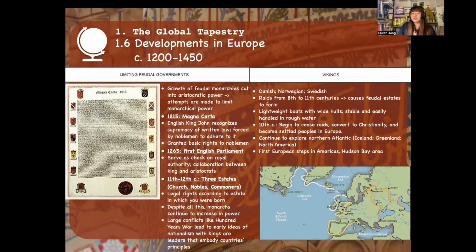Between the 11th and the 12th centuries, you have the three estates of the church, the nobles, and the commoners. And so you had legal rights according to the estate that you were born into. But despite all of this, the monarchs did continue to increase their power, parallel to how the feudal governments grew as well. And larger conflicts, like the Hundred Years' War, led to early ideas of nationalism, with kings being leaders that embodied the country's principles.